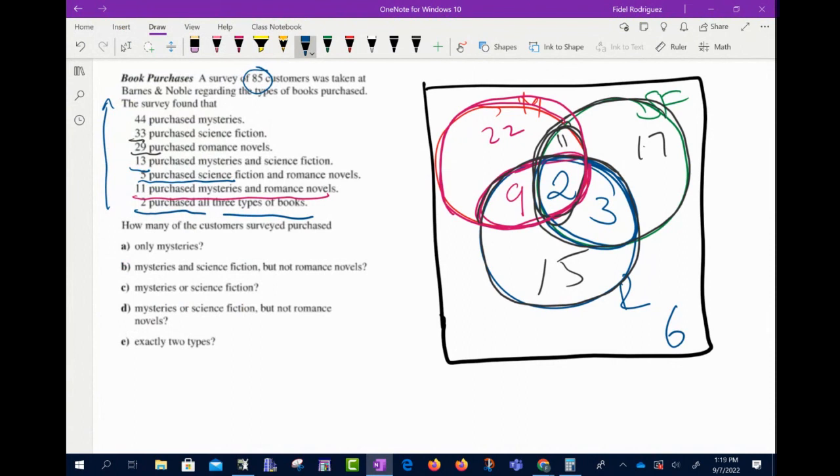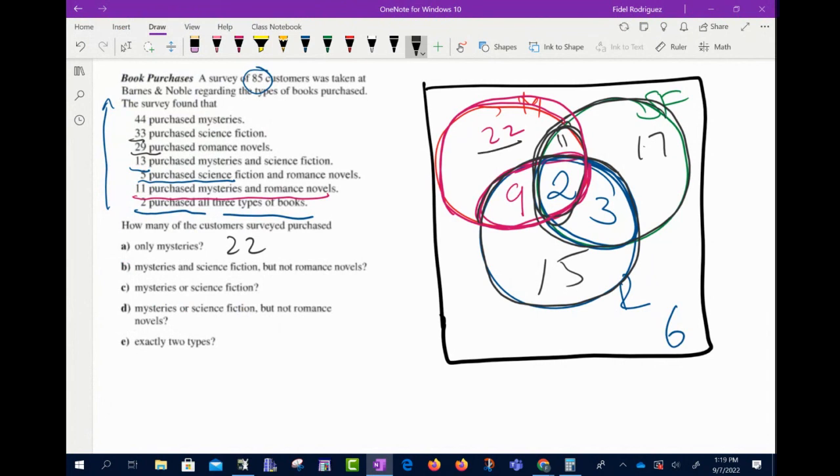Okay, so now that we have that part right there, y'all, we're going to look for only mysteries. Which number only is mysteries? 22, right? Because that's the number that's right there, only in the mysteries.